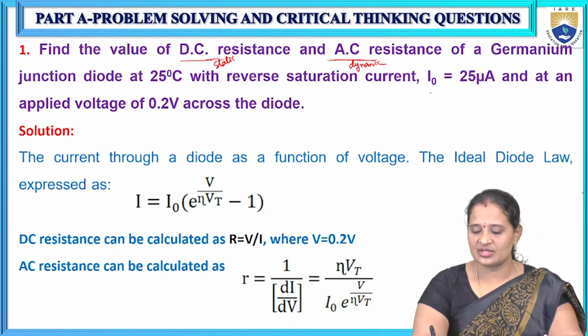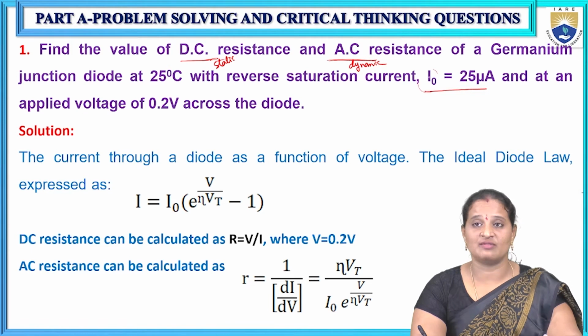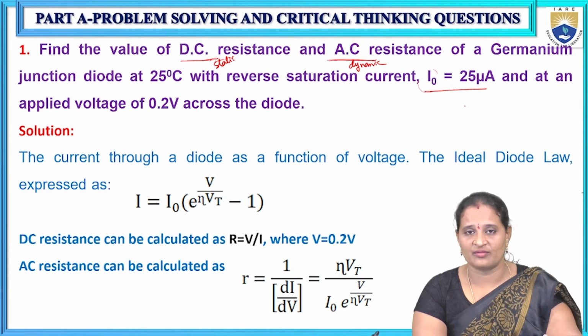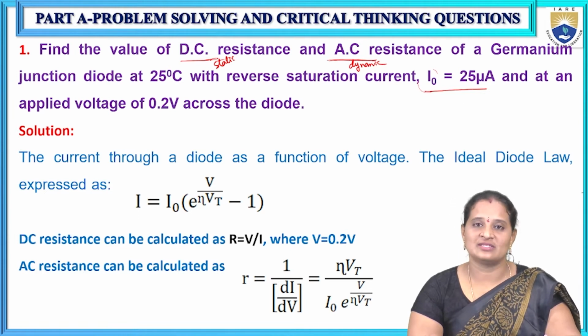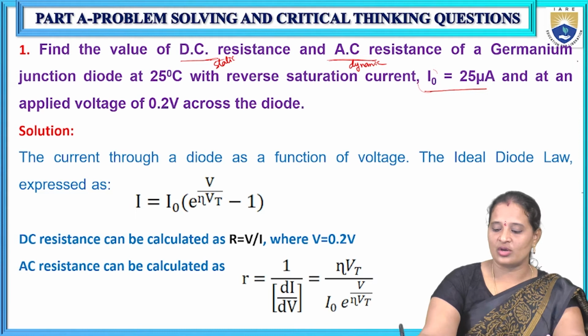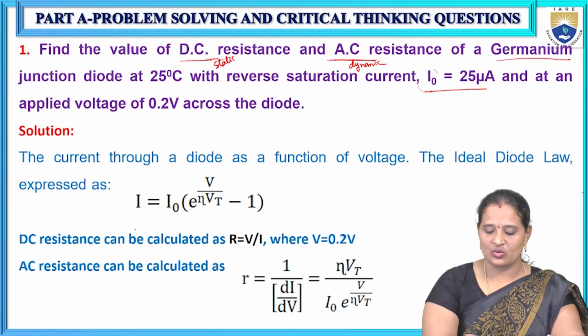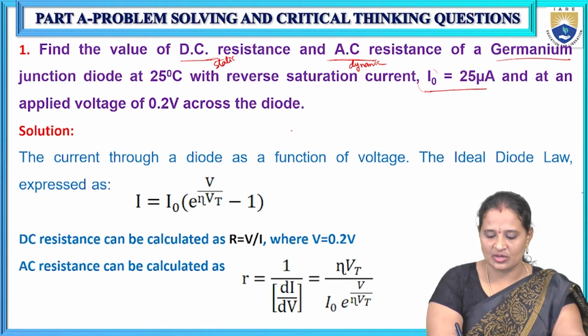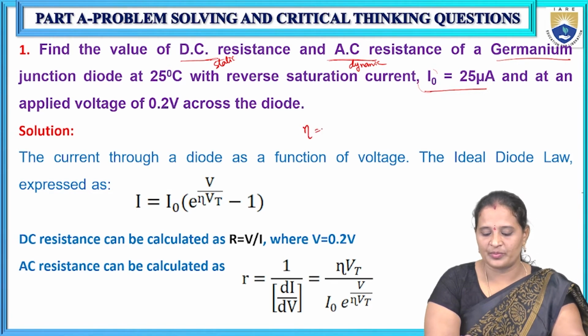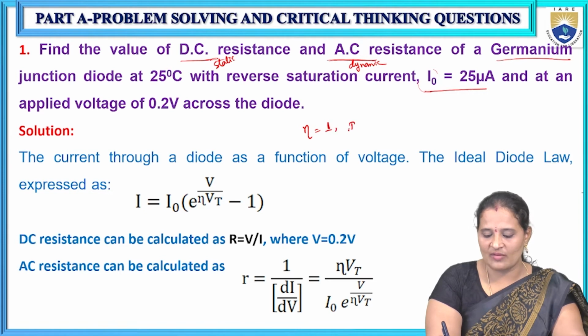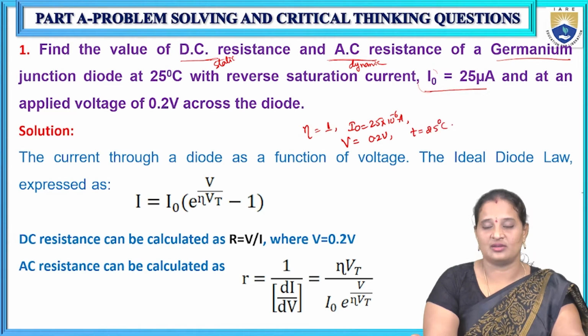Right? So what are the values given? I0 value. I0 is nothing but reverse saturation current or leakage current, which is due to the minority charge carriers, or else when the diode is reverse biased, whatever current flows through the diode is said to be reverse saturation current. And the type of diode is given, that is germanium. So what are the values that are given? First, we need to list them out. As a germanium diode, eta is equal to 1 and I0 is given, that is 25 into 10 to the power of minus 6 amperes. And applied voltage V is given, that is 0.2 volts. And the temperature T is given, that is 25 degrees centigrade.